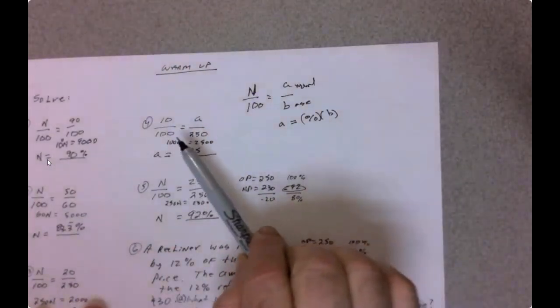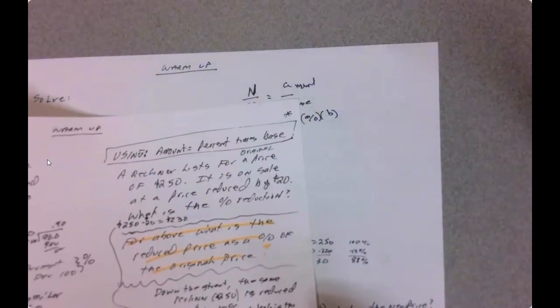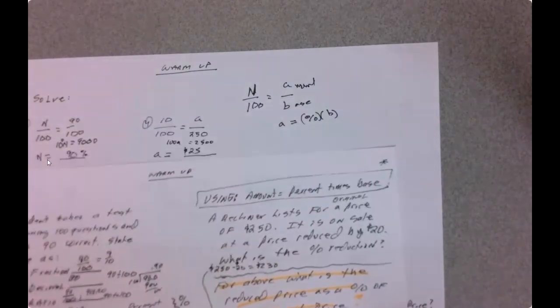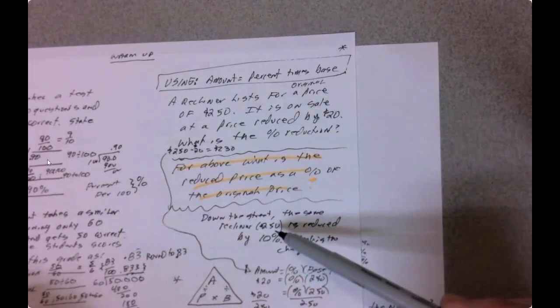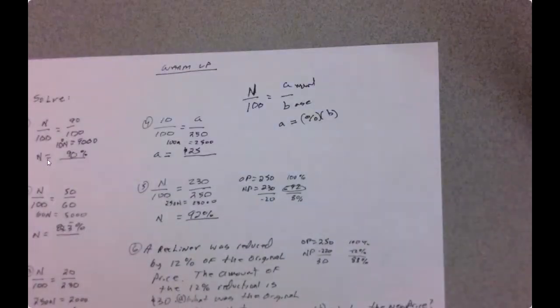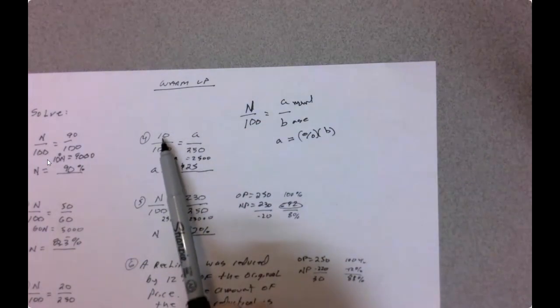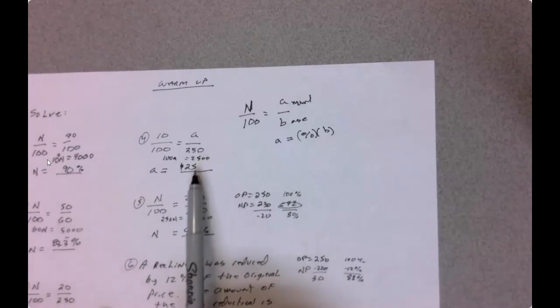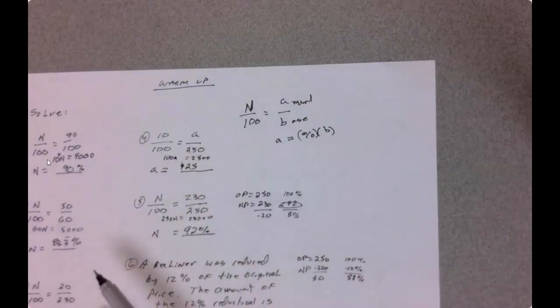We had some other problems that were similar to the ones that we had done the other day when we used the recliner example. This was the one where a recliner originally priced at $250 was reduced by 10%. Original price was $250, reduced by 10%, what was the amount of the reduction? $25. You could probably have gotten that one more directly. You could have just said 10% of 250 is 25, but using the ratio and proportion method gives you this.